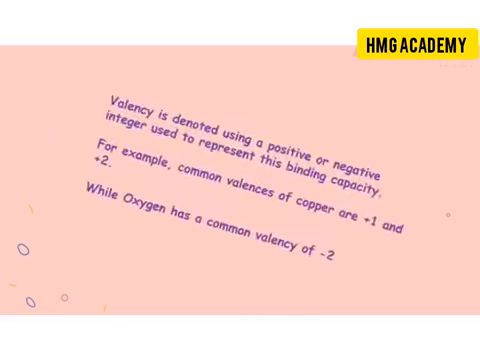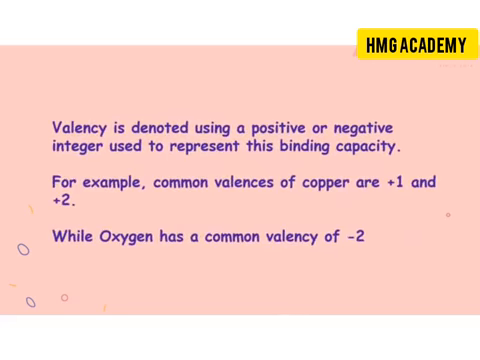Now, valency is denoted using a positive or negative integer to represent that binding capacity that we talked about in the last slide. For example, common valencies of copper are +1 and +2, while oxygen has a common valency of -2.